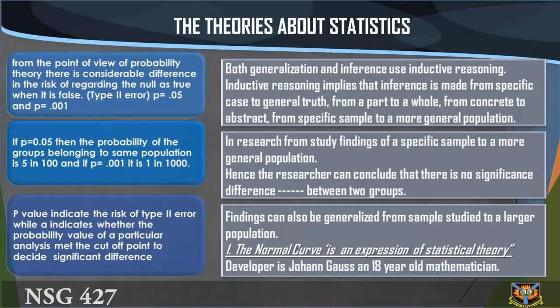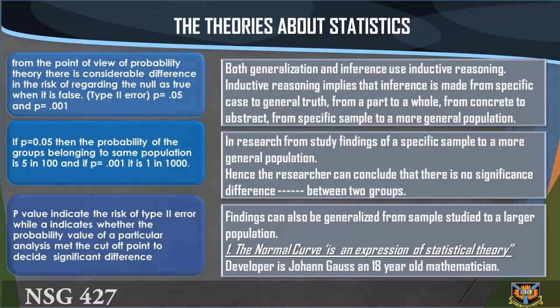However, from the point of view of probability theory, there is considerable difference in the risk of regarding the null as true when it is false. Type 2 error: P equal to 0.05 and P equal to 0.001. If P is equal to 0.05, then the probability of the groups belonging to the same population is 5 in 100. And if P is equal to 0.001, it is 1 in 1000.